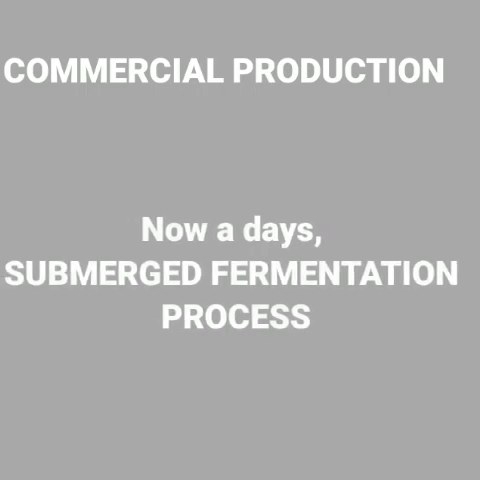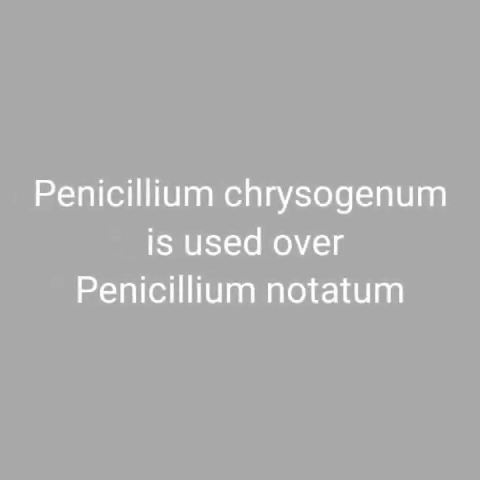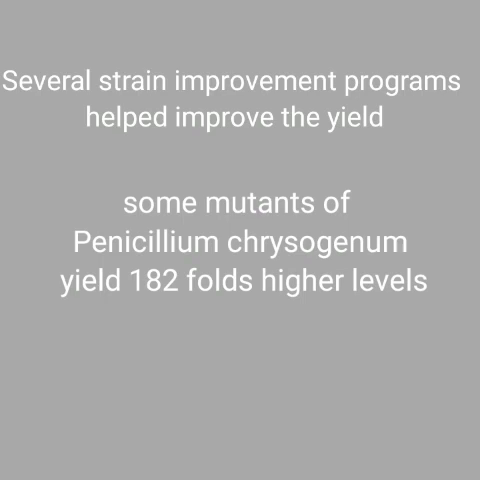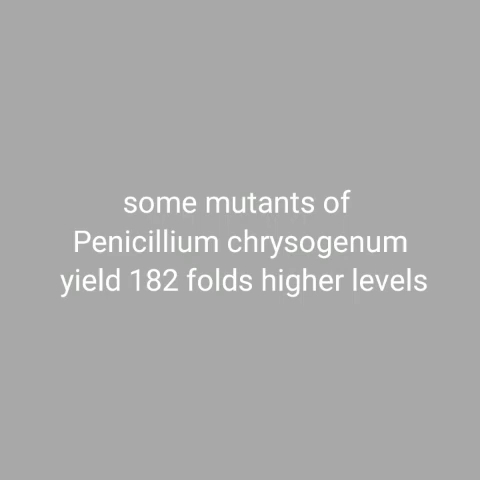Commercial production. Nowadays, it is done by submerged fermentation technology. Penicillium chrysogenum is preferred over Penicillium notatum. Several strain improvement programs helped improve the yield. Some mutants of Penicillium chrysogenum can yield about 182-fold higher amount of penicillin.